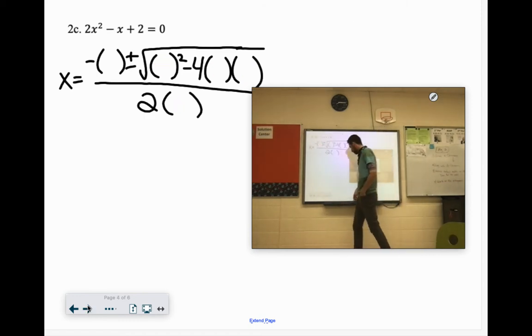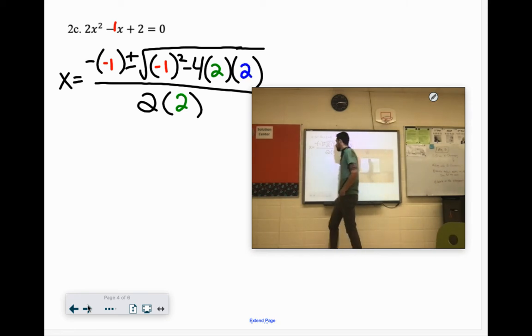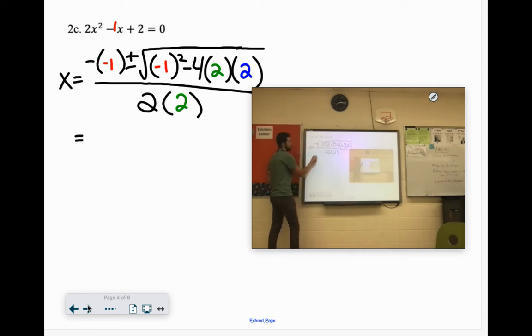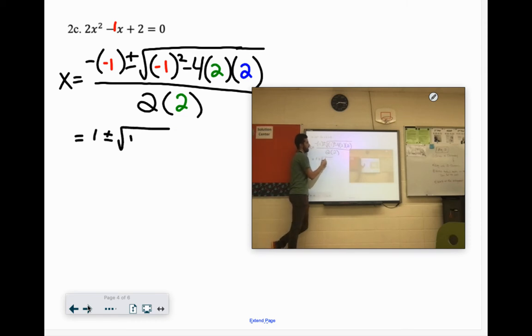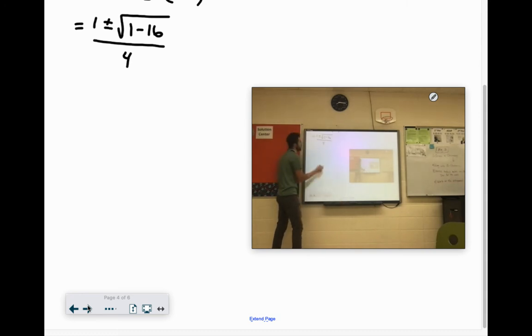2x squared minus x plus 2. So b would be negative 1, a would be 2, and c would also be 2. Let's simplify some stuff. Opposite of negative 1 is 1, plus or minus. Negative 1 squared is 1. Negative 4 times 2 times 2 would be negative 16. And then 2 times 2 is 4. All right, let's keep it going. 1 minus 16 is negative 15.